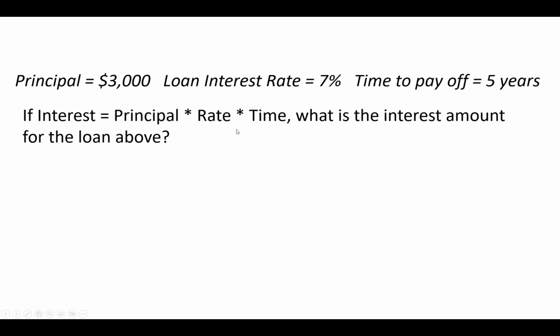So let's just go through this. We've got a principal amount of $3,000. It's a loan. So the loan interest rate is 7% and the time to pay off is 5 years. If interest is principal times rate times time, I equals PRT, what is the interest amount for this loan?